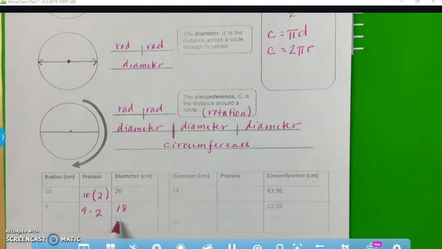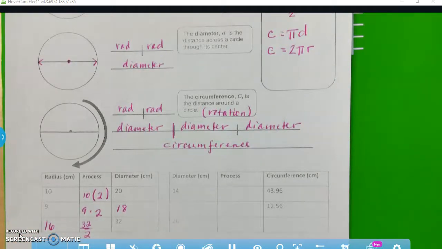So what happens if you already have diameter and you need to fill in this value of radius? What would you do? Here we were finding the greater value, so we were multiplying, but since we now need the smaller value, we will be dividing. And that gives us 32 divided by 2 will give us 16 centimeters for the radius.